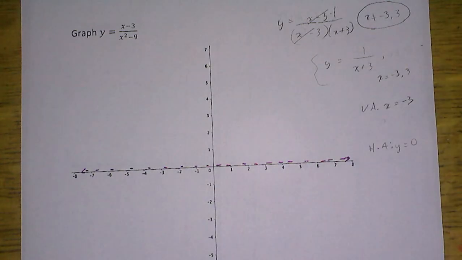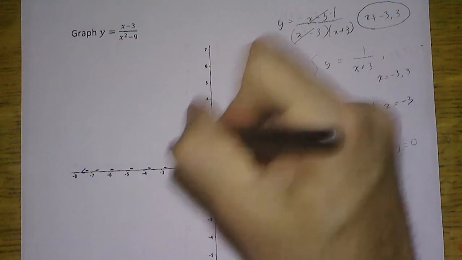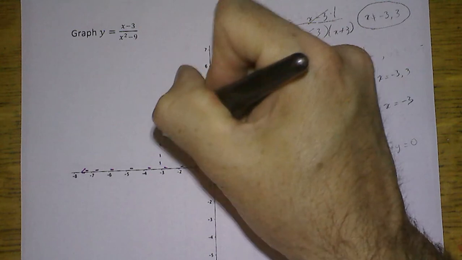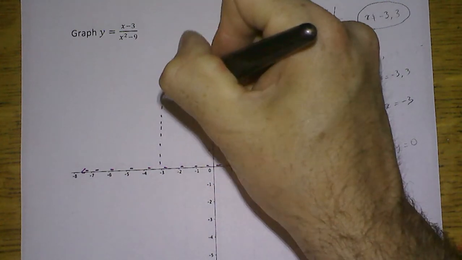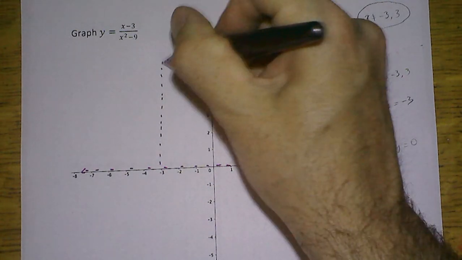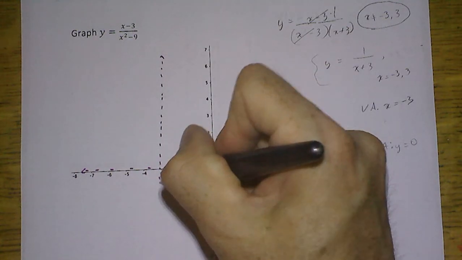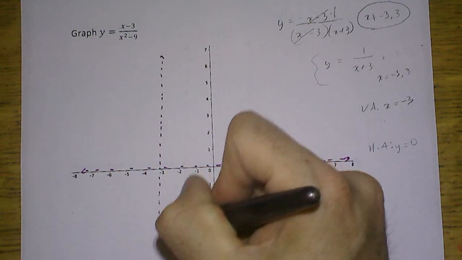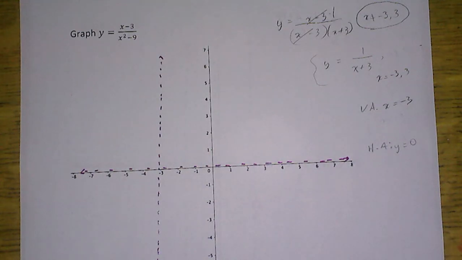It's like watching paint dry, I bet for you. So, and here I know that I have a vertical asymptote at x is equal to negative 3. So again, we're going to use a little bit of a different strategy here.